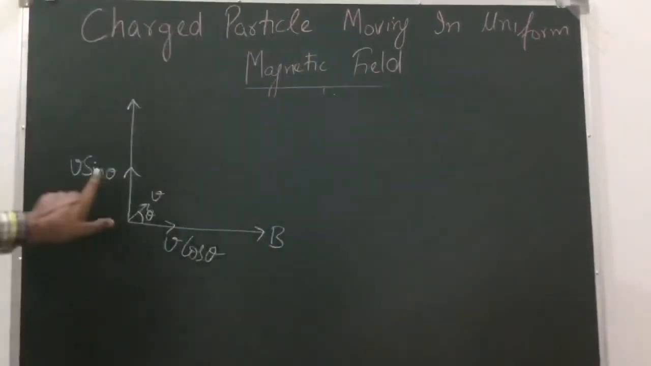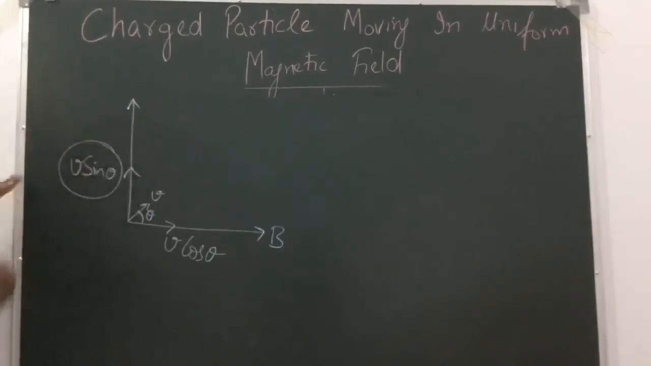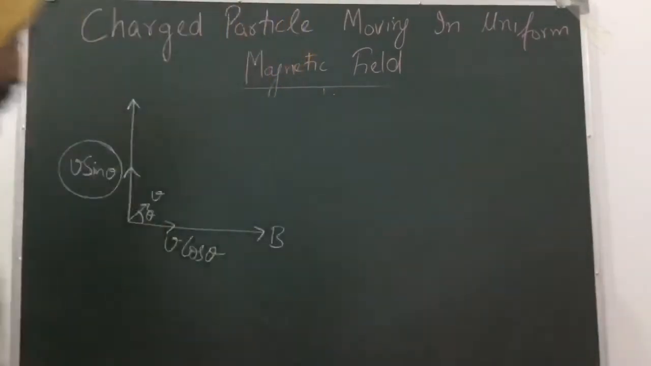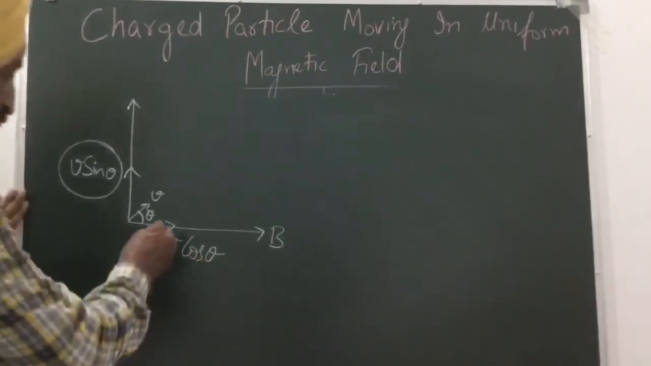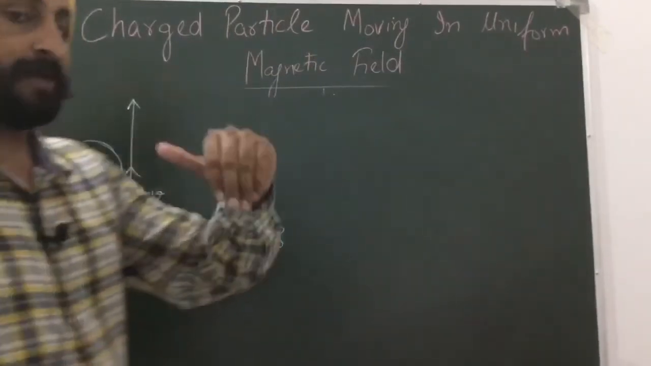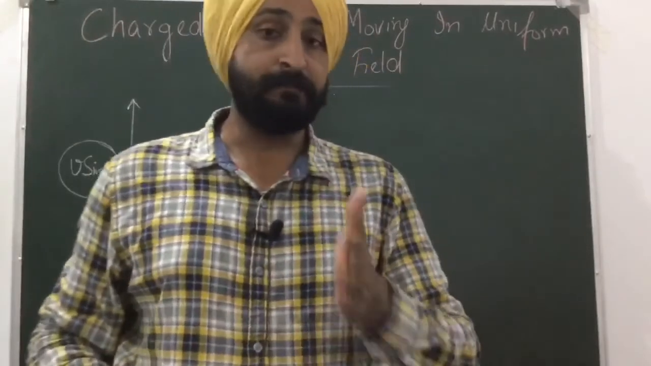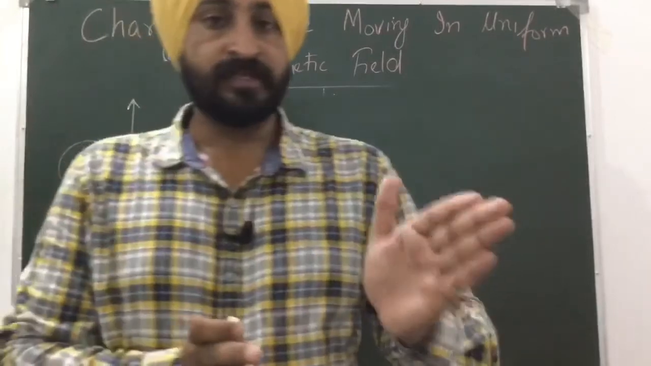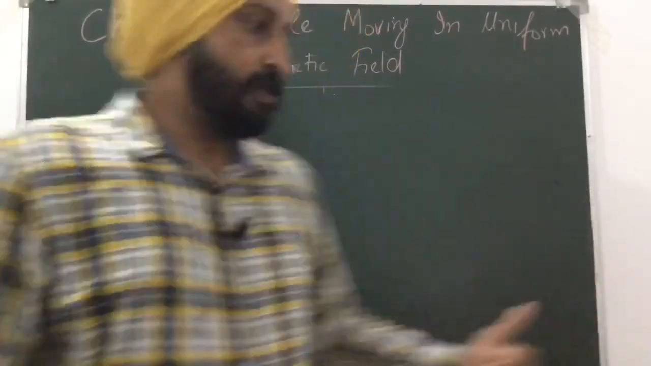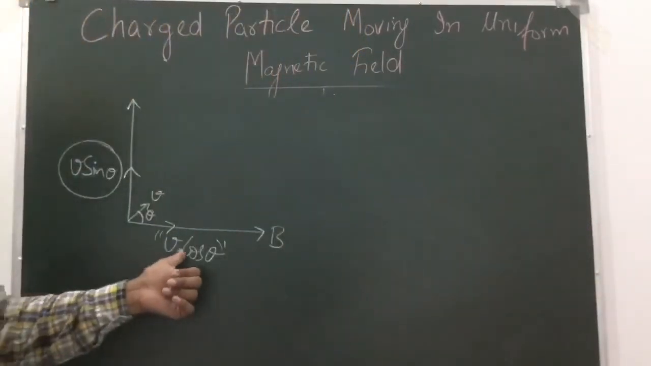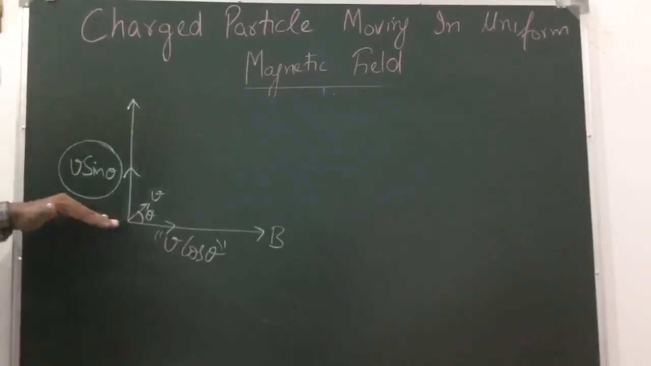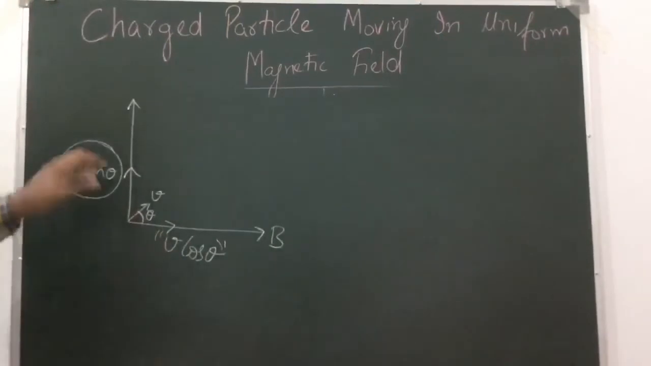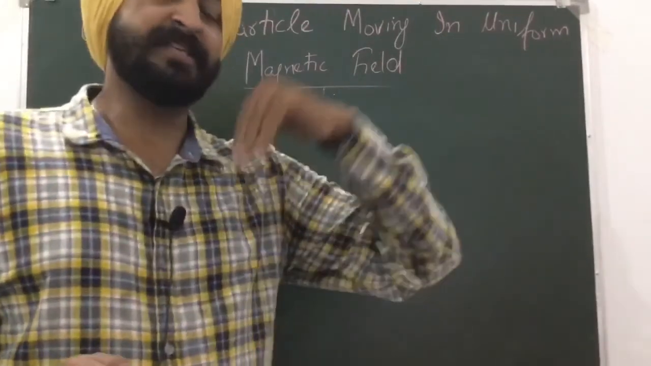Now due to this component, your charged particle will follow a circular path, fine, and due to the second component of velocity, v cos theta, see, when a particle is entering a magnetic field parallel to that magnetic field, the particle experiences no force. It just keeps on moving. So, due to this component v cos theta, the particle will keep on moving in the x-axis. And due to this component, the particle will rotate in circular motion.